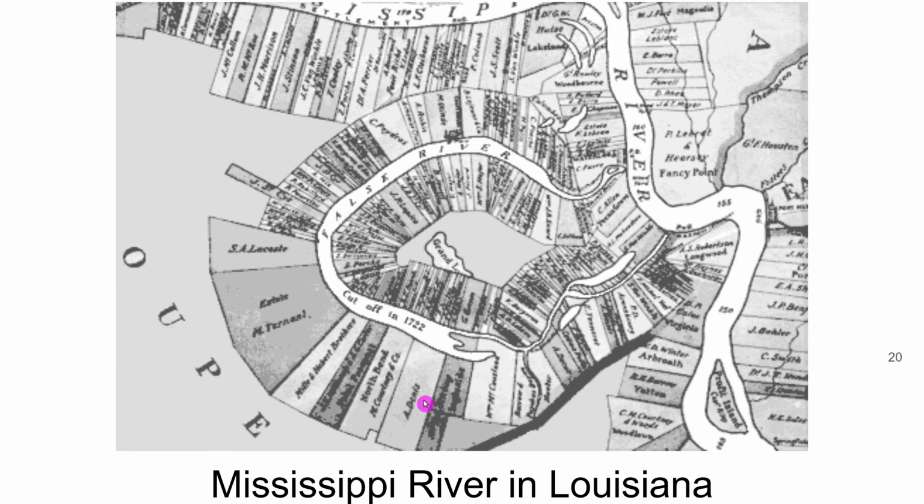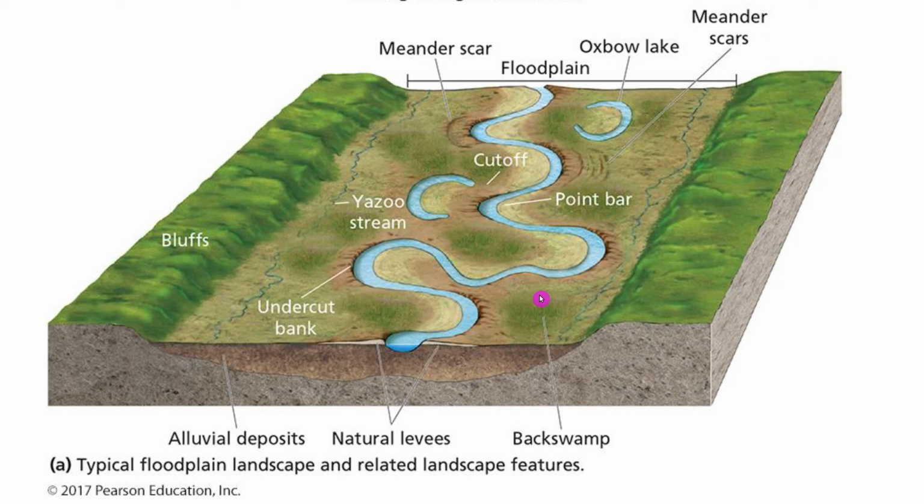And there's a map of the Mississippi River with the False River. We will be looking at this part in the lab exercise that you'll be doing. Some floodplain features, very, very important. We've got Oxbow Lake. We've got a meander scar where the river used to flow. This would be another Oxbow Lake. A Yazoo stream or Yazoo tributary.